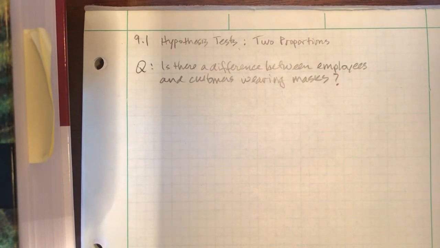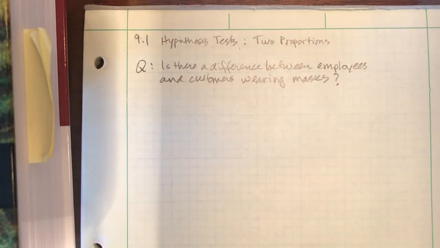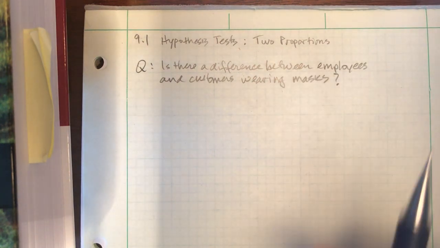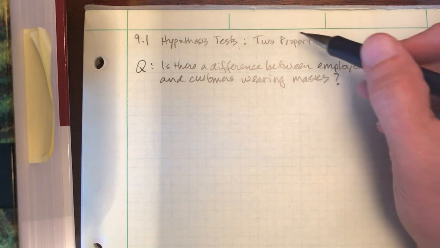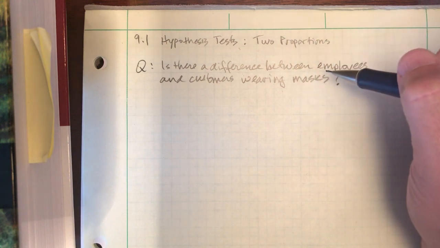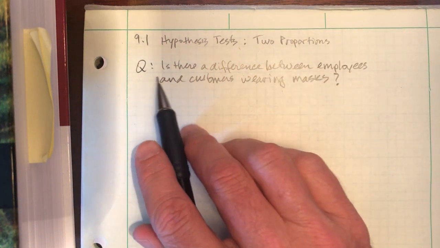In this next section, we're going to continue studying hypothesis tests, but what's different is we're not looking at one sample, but we're looking at two. We're going to be comparing two different proportions. So let's start with the question.